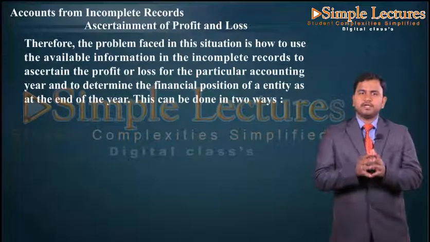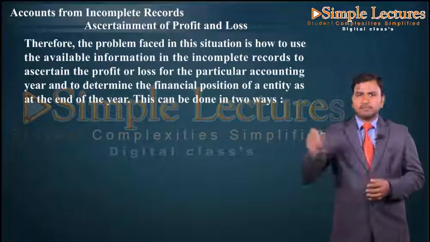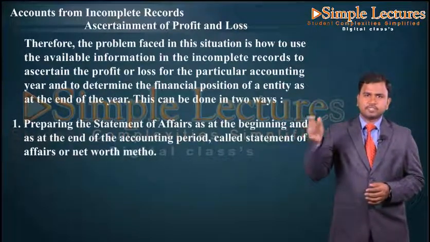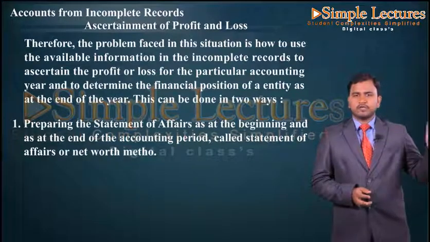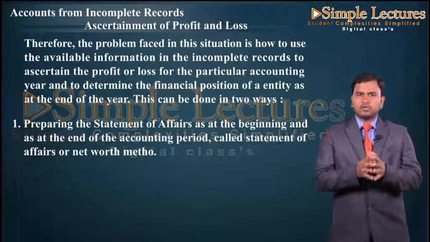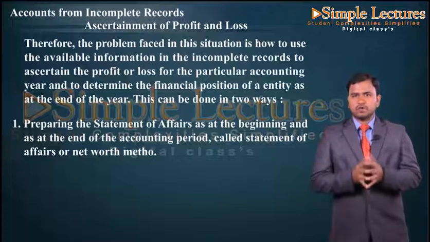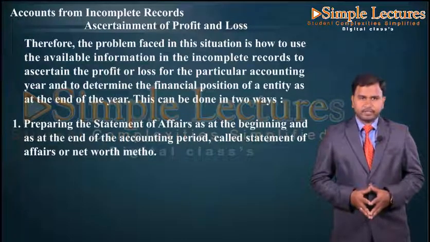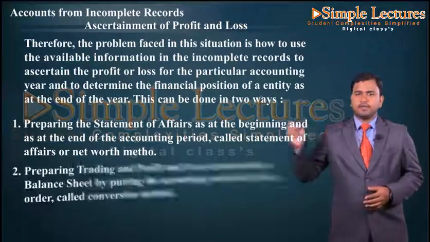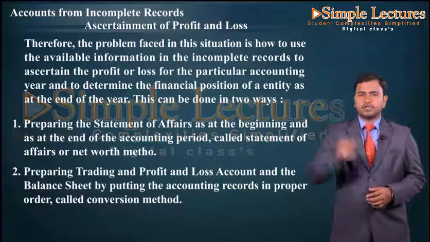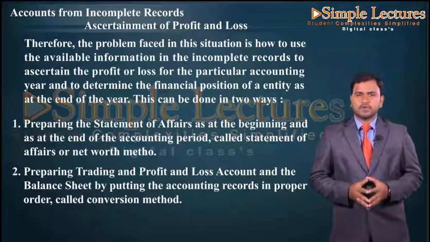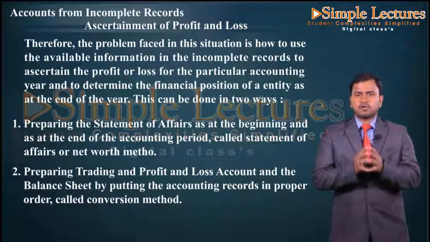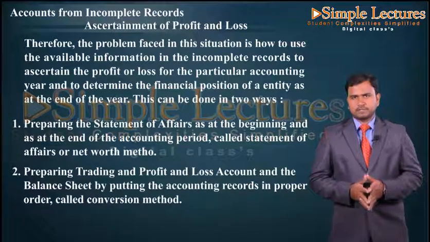This can be done in two ways. So one is preparing the statement of affairs as at the beginning and as at the end of the accounting period, called statement of affairs or net worth method. And the second is preparing trading and profit and loss account and balance sheet by putting the accounting records in proper order, called conversion method.